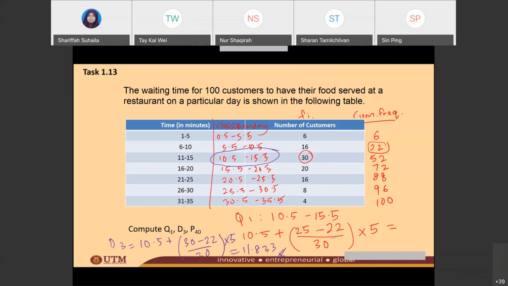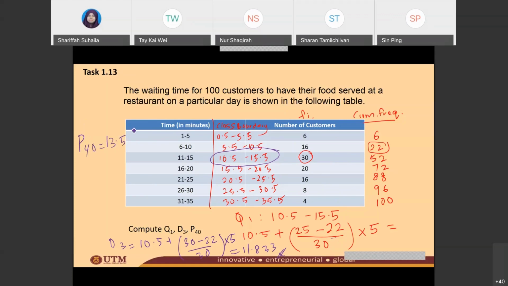Okay, so the last one, P40. So the same thing, 40 over 100. So 40. So the same class, right? So you have 10.5 again. So 40. Okay, 13.5. Okay, thank you. So you have the answer for P40. So P40 equals 13.5, right?